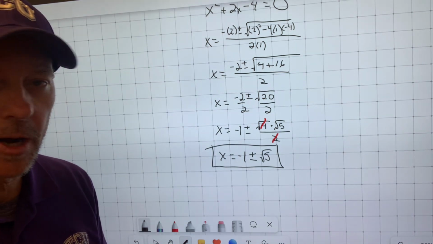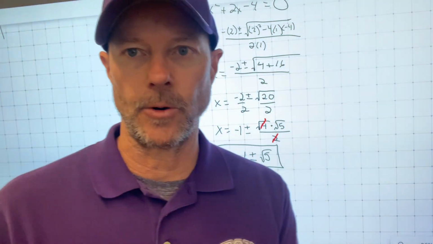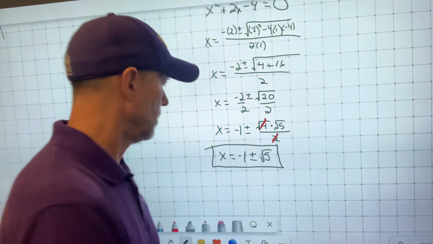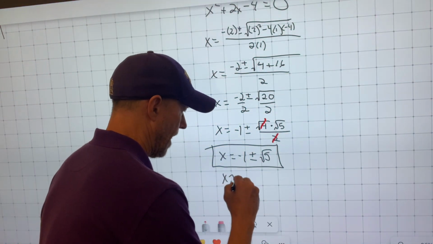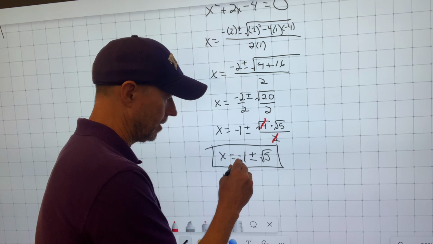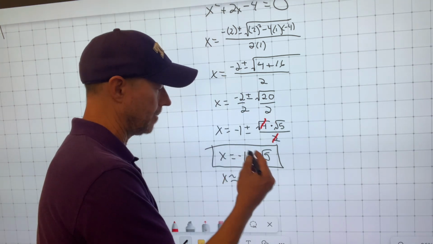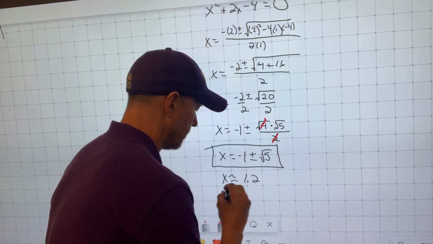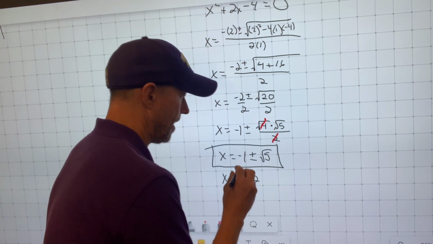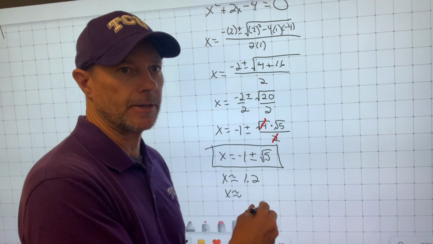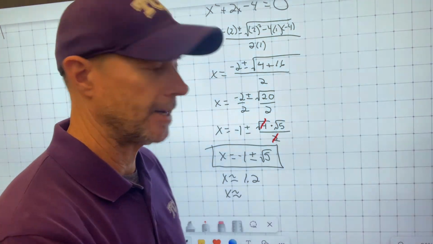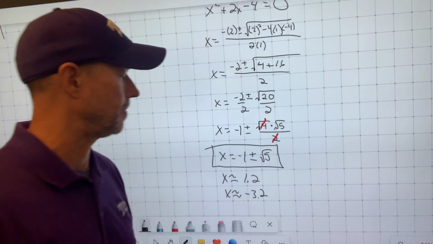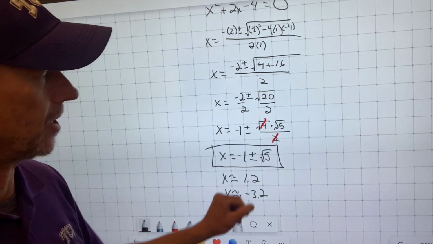And if you need to approximate those, well, you know that the square root of 4 is 2, so the square root of 5 is slightly bigger than 2. So when I add a number slightly bigger than 2 to negative 1, I get a number slightly bigger than 1, so 1.2 maybe. And if I subtract a number slightly bigger than 2, negative 1 minus 2 would be negative 3, so it's negative 3.2 maybe, okay? About-ish. That's a real rough approximation.